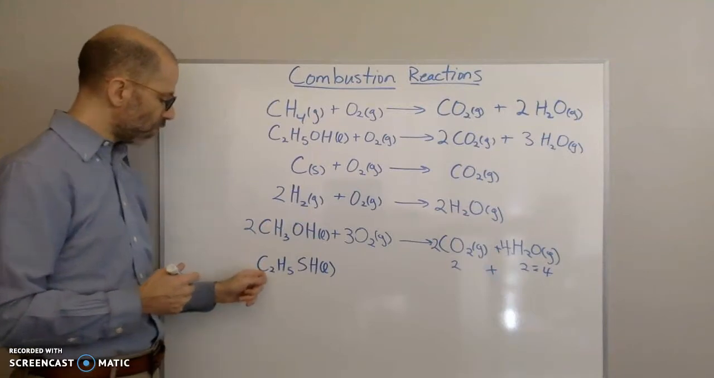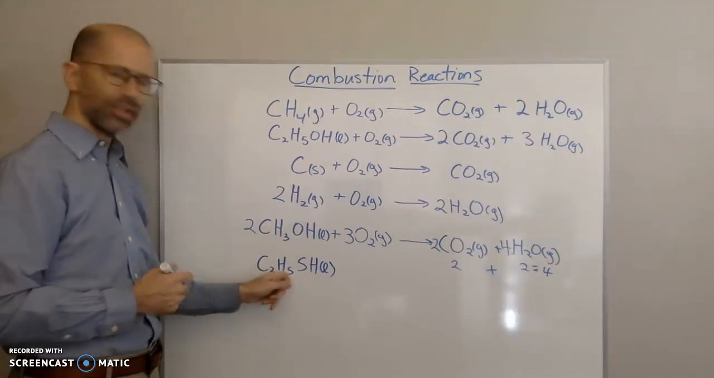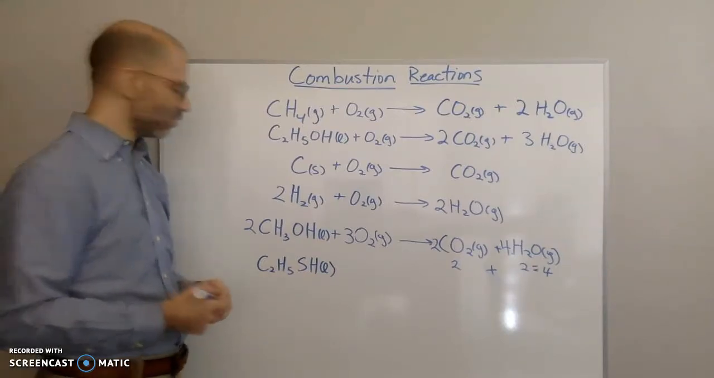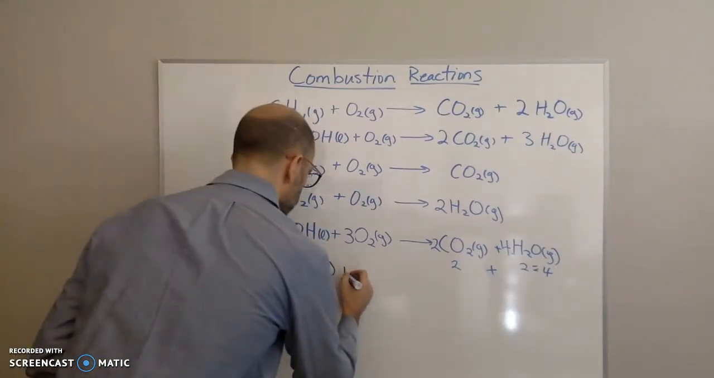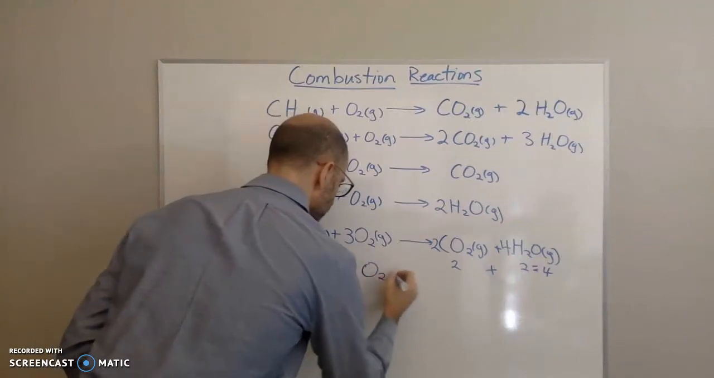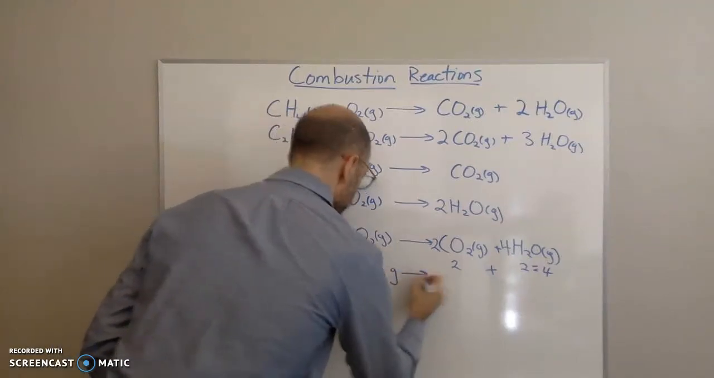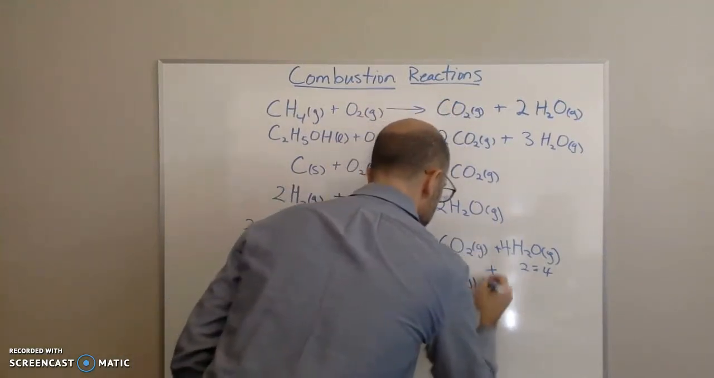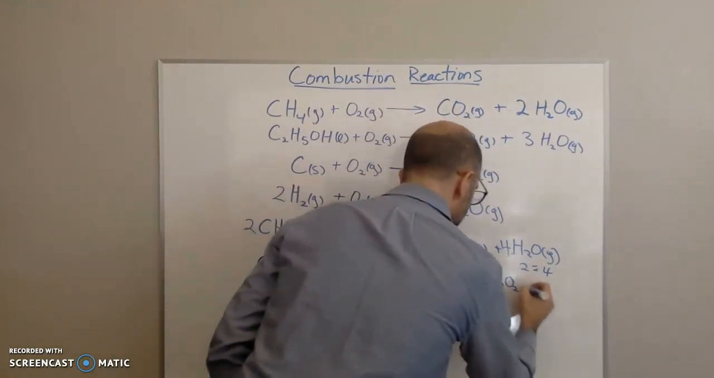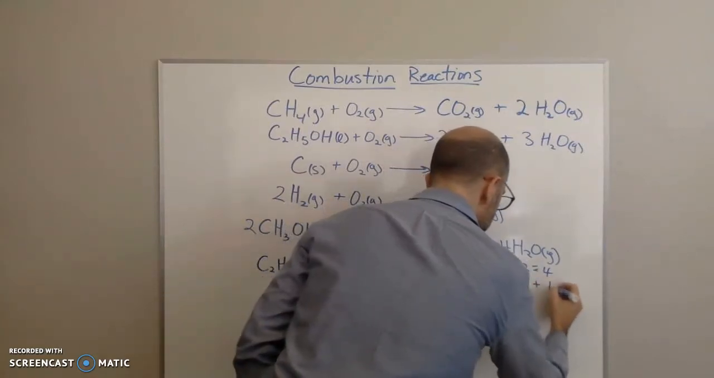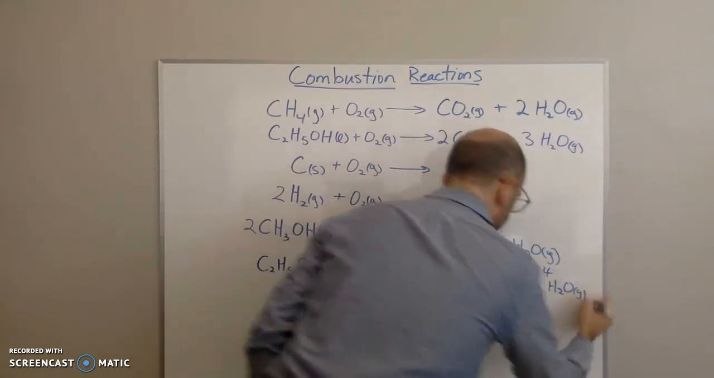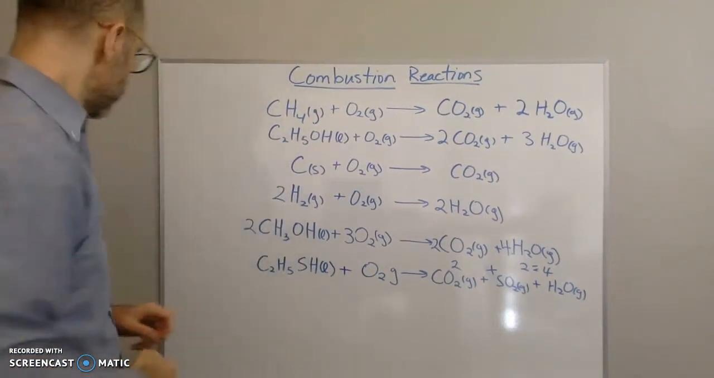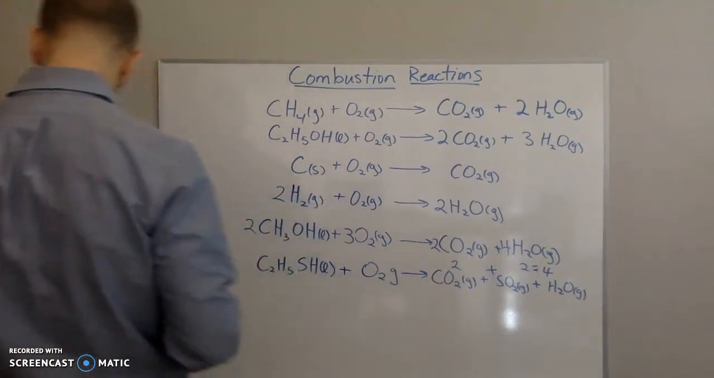So we have carbon, so we're going to get carbon dioxide, we have hydrogen, so we have water, and then we have sulfur, which is going to produce sulfur dioxide as well. So we're going to have oxygen as a reactant, and that's going to produce, again, carbon dioxide gas plus sulfur dioxide gas, and then plus water gas. So we're going to get those 3 substances. So now we need to balance the equation.